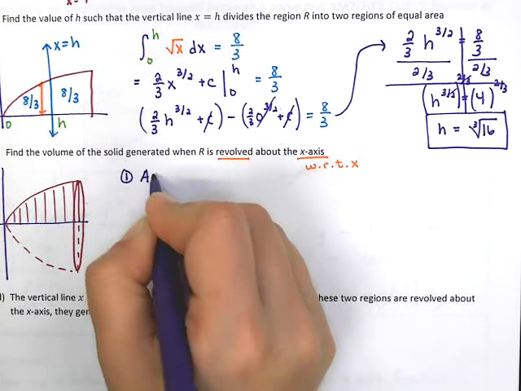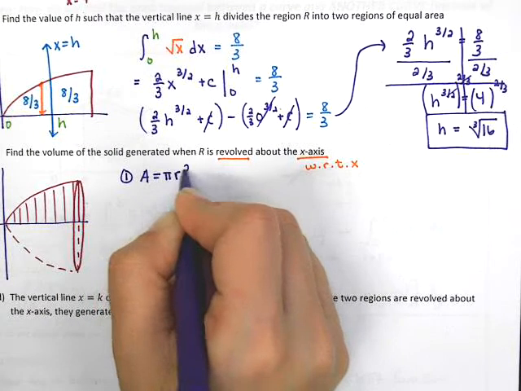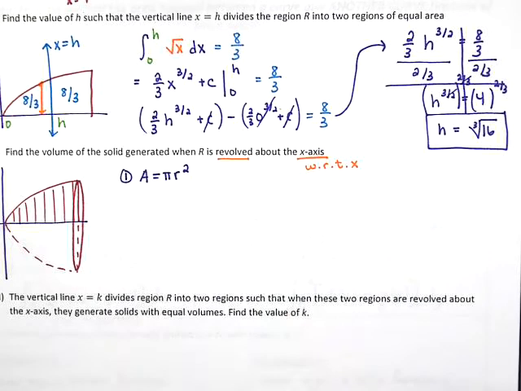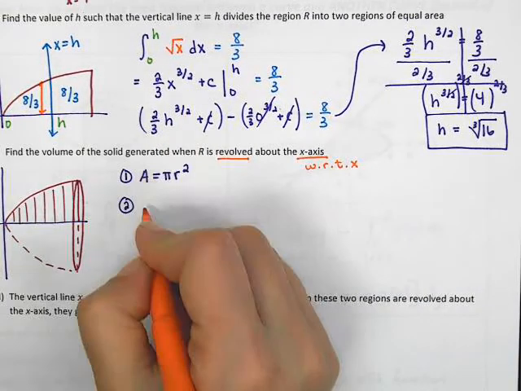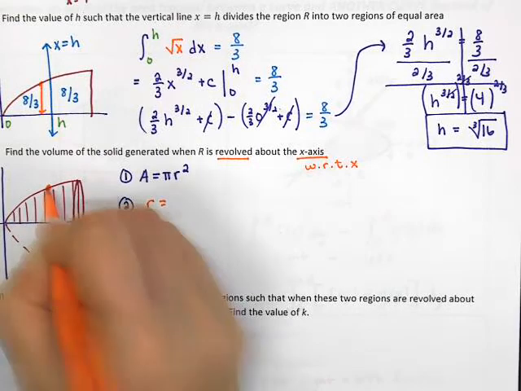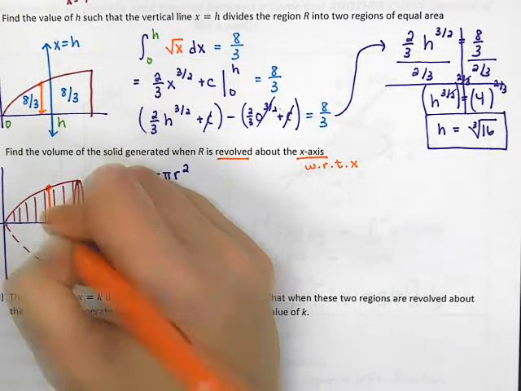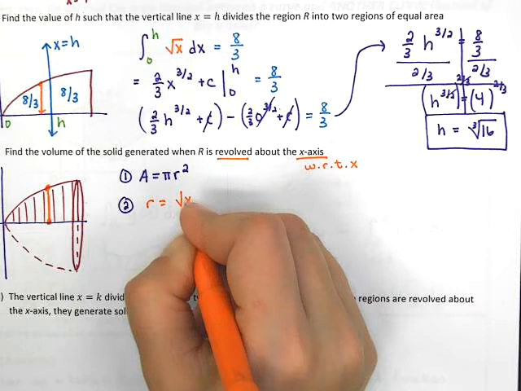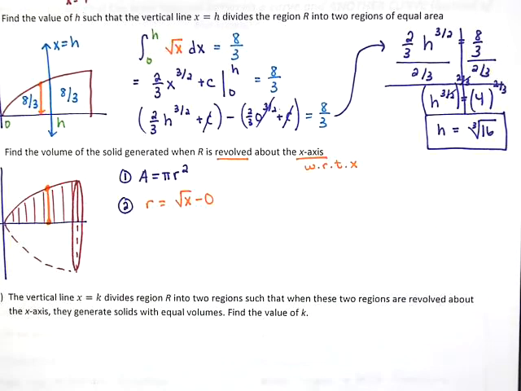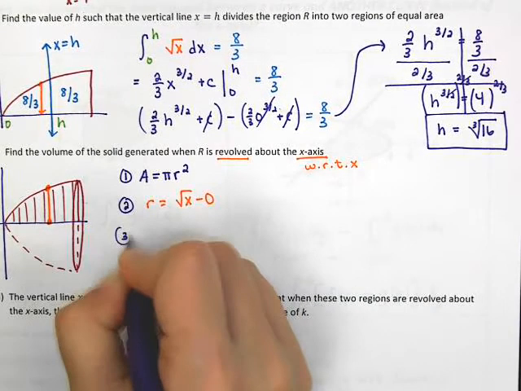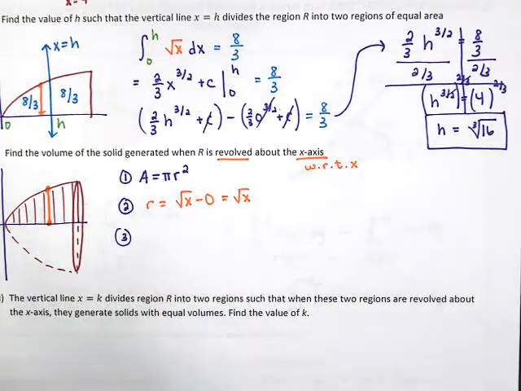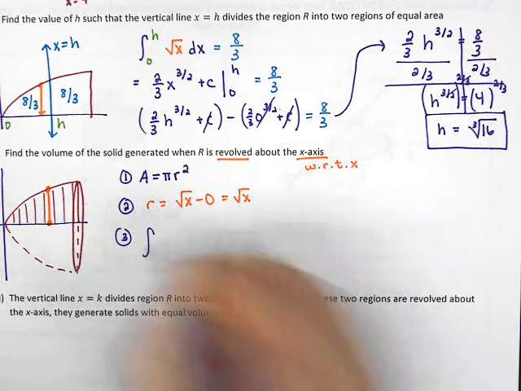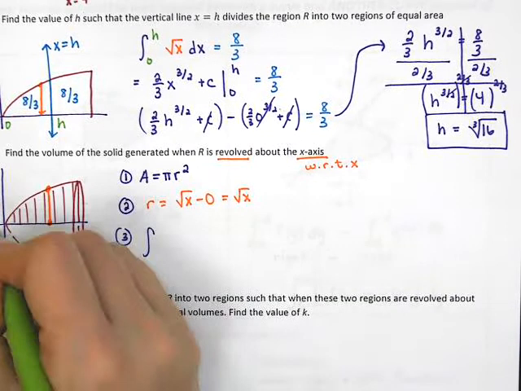All right, my first step is to identify my cross sections. Whenever we're revolving, our cross section area formula is always pi r squared. Our second step would be to figure out, what is r? In this case, r would be top minus bottom, so it would be the square root of x minus 0. And our third step would be to set up our integral. Now this simplifies to the square root of x, and our integral will go from 0 to 4.